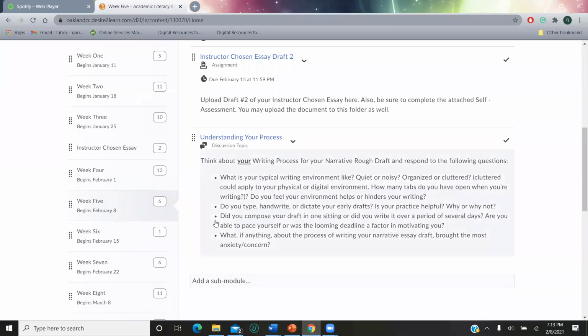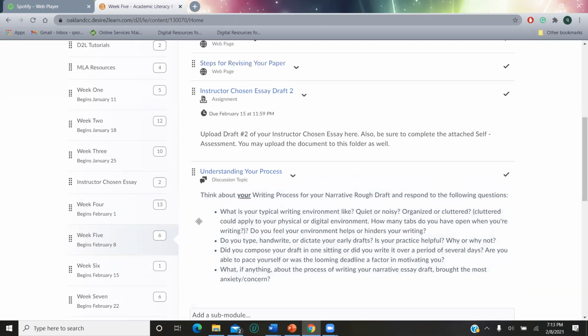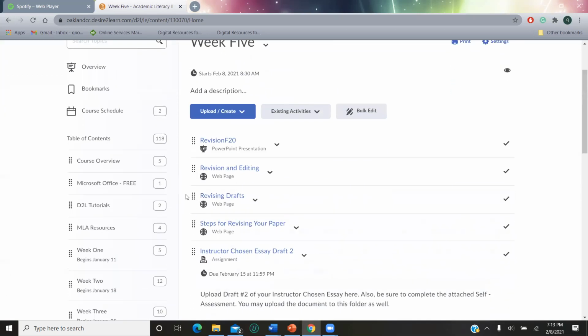So do you type, handwrite, or dictate your early drafts? Is your practice helpful? Why or why not? Did you compose your draft in one sitting? This is your first draft. Did you compose your draft in one sitting, or did you write it over a period of several days? And then what, if anything, about the process of writing your narrative essay draft brought the most anxiety? Answer that honestly. Don't think in terms of a right and wrong answer. So folks, look at your paper and just browse this week 5 material, and we'll do it again on Wednesday.